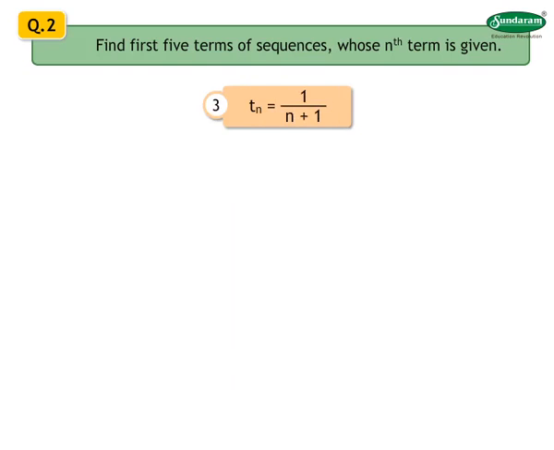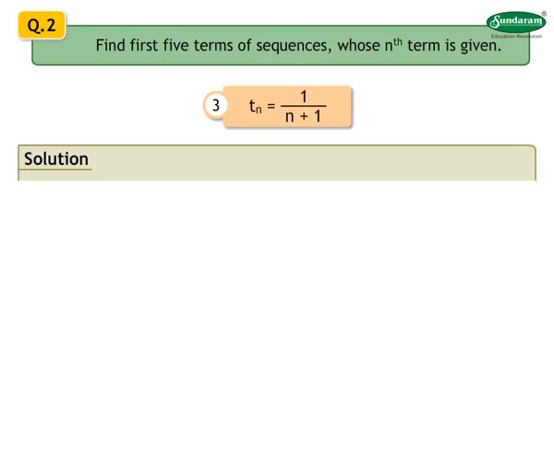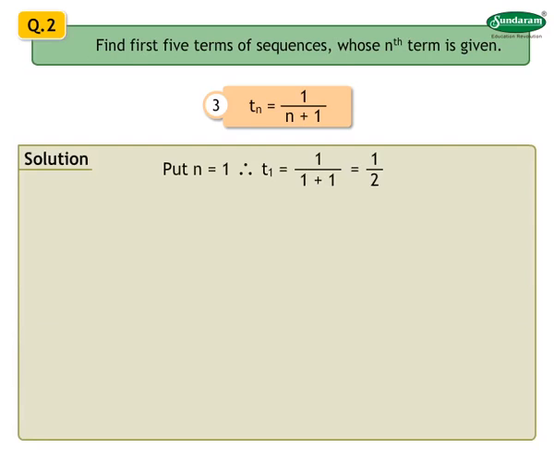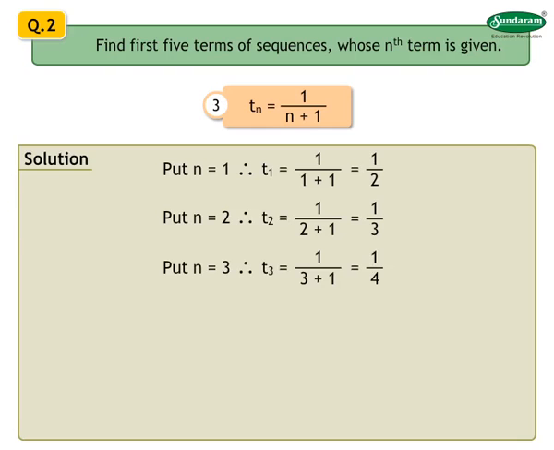Number 3. Tn = 1/(n + 1). Solution. Put n = 1. Therefore, T1 = 1/(1 + 1) = 1/2. Put n = 2. Therefore, T2 = 1/(2 + 1) = 1/3. Put n = 3. Therefore, T3 = 1/(3 + 1) = 1/4.